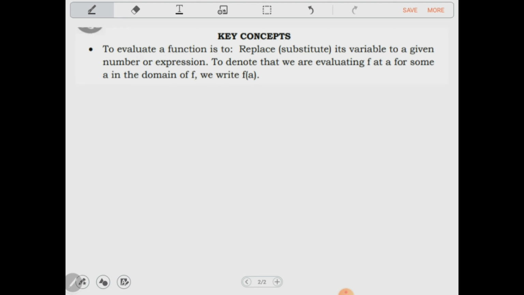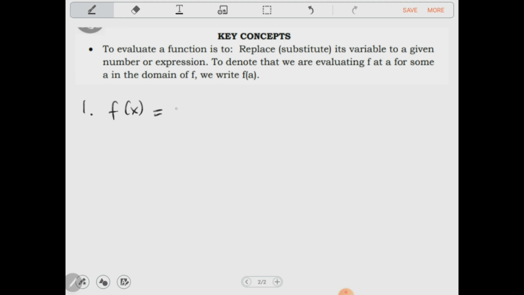Sometimes, or most of the time, the letter x is used as a variable. So you will often see in books f of x. It is often used. So let's try to evaluate some functions, and we will use the ones given in module 1B. So let's have number 1.